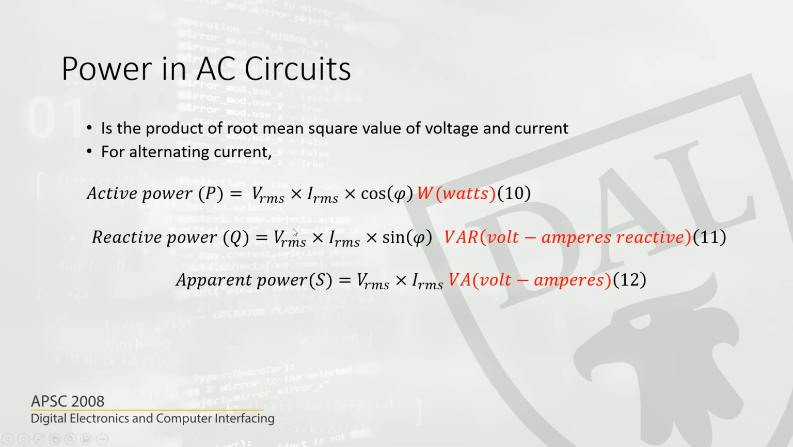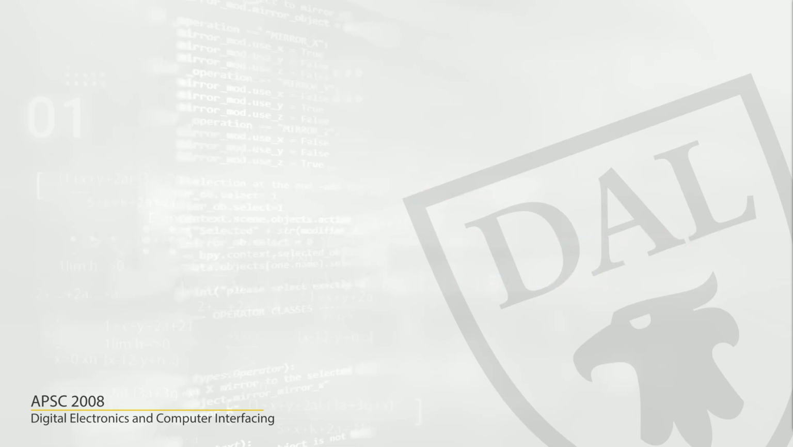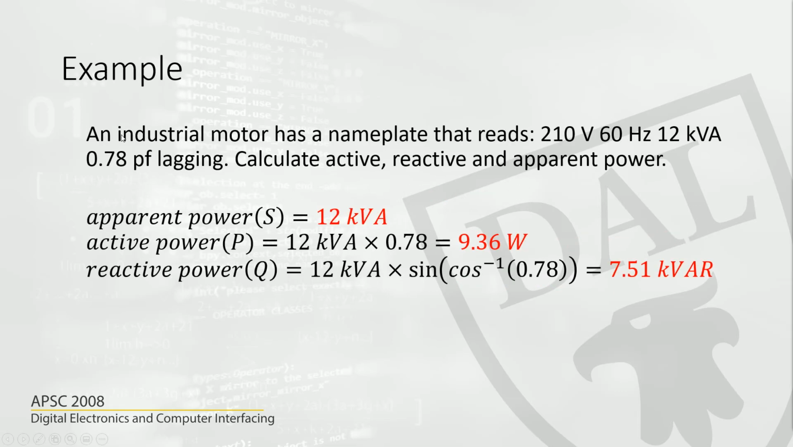So let's do a small example, and then you will understand how this works. Here, an industrial motor has a nameplate that reads 210 volts, 60 hertz, so this should be North America, and 12 kilovolt-amperes. This is the apparent power, the product of IRMS times VRMS, and a 0.78 power factor lagging. So the apparent power is 12 kilovolt-amperes.